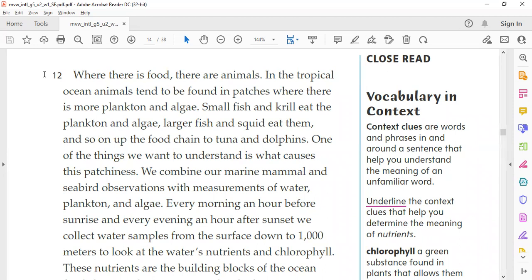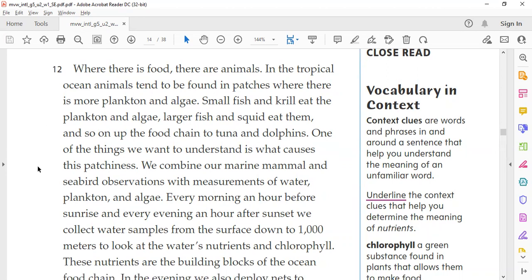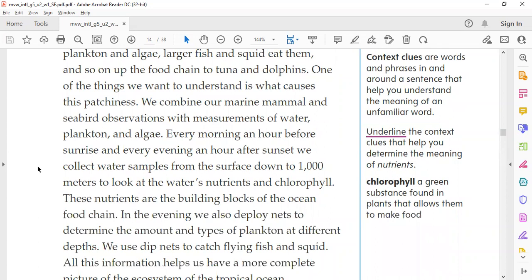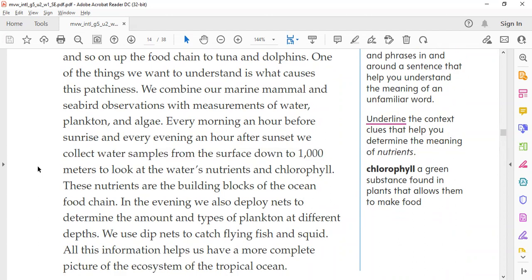We combine our marine mammal and seabird observations with measurements of water, plankton, and algae. Every morning, an hour before sunrise, and every evening, an hour after sunset, we collect water samples from the surface down to 1,000 meters to look at the water's nutrients and chlorophyll. These nutrients are the building blocks of the ocean food chain.